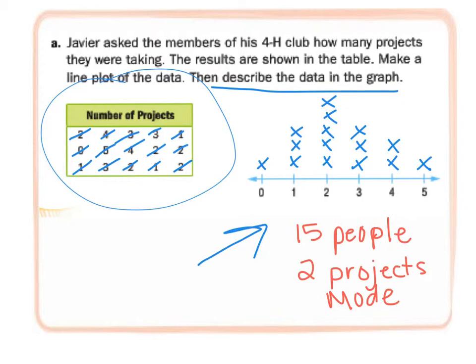There weren't any more than 5 we see, and there weren't any less than, or 0 was the smallest. So that's just kind of how you would describe it.